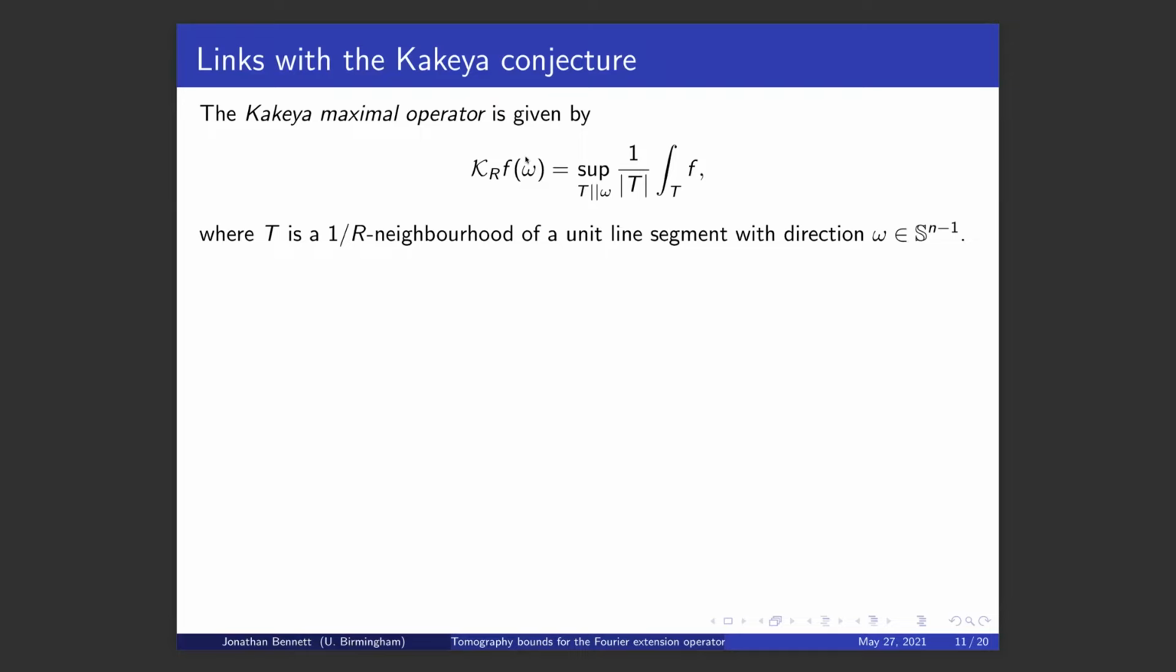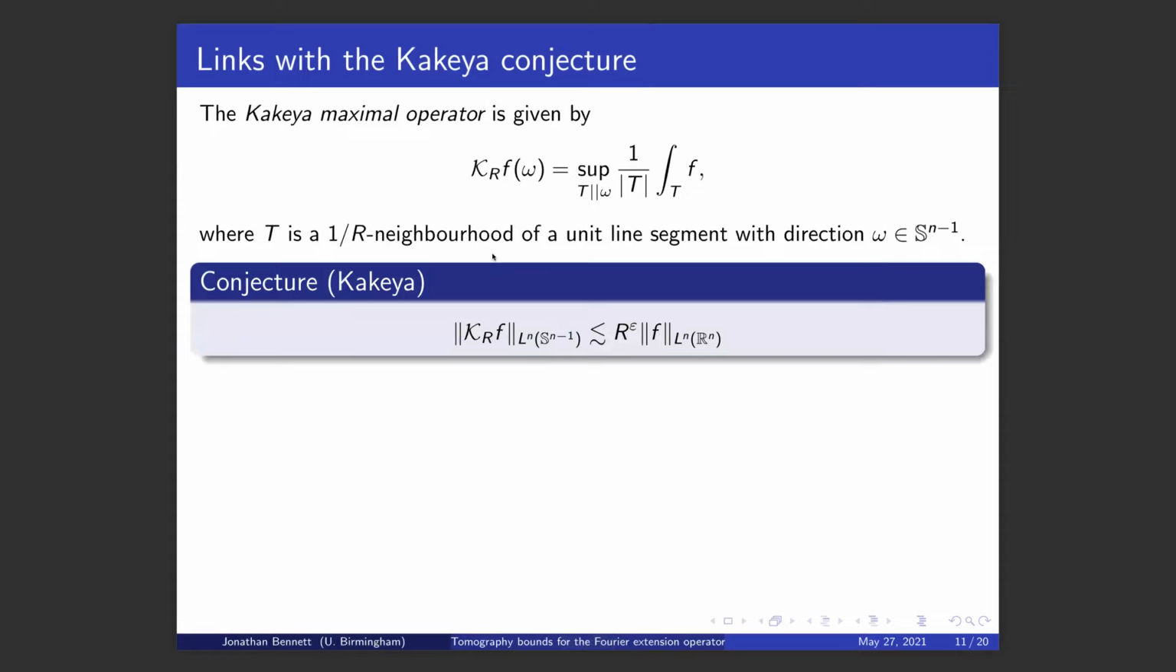Now in practice, we don't take line segments, we take slight thickenings of line segments, which explains this parameter R here that I've included. So here, T is a 1/R neighborhood of a unit line segment, and T stands for tube, which is the standard terminology here. And the Kakeya conjecture says that this maximal operator is essentially bounded on L^n, modulo possibly a factor of the form R to the epsilon for each epsilon positive. So it's known in two dimensions and famously due to Córdoba. In higher dimensions, there's been lots of progress on this, along with the restriction conjecture. I think Keith Rogers will have told you a fair bit about that, I expect.